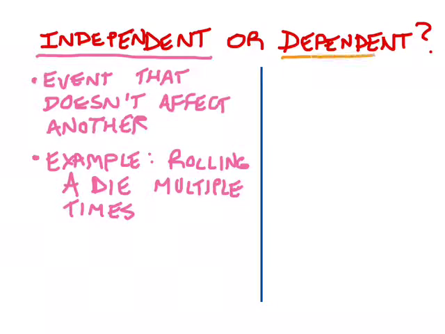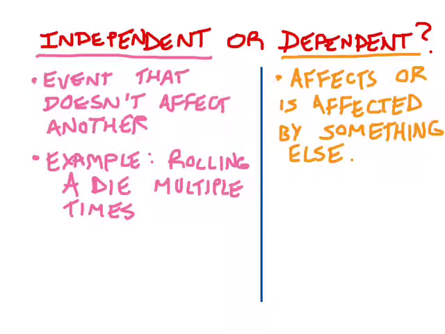A dependent event is the opposite. When you talk about a dependent event, one event does affect another. A great example of this is a deck of cards. When I draw a card from a deck, if I don't put it back, all my probabilities change because I've removed one of the cards. So there are fewer things that can happen and fewer of the outcome that I've removed.